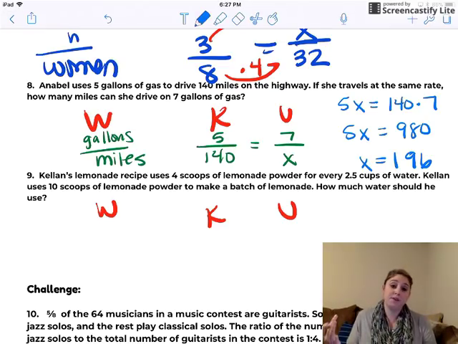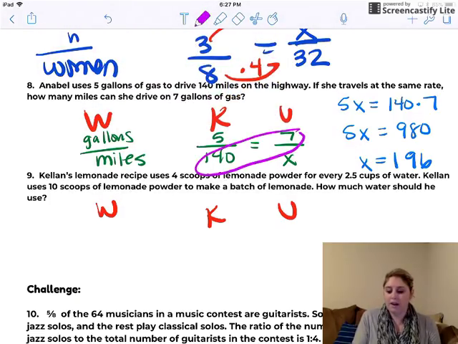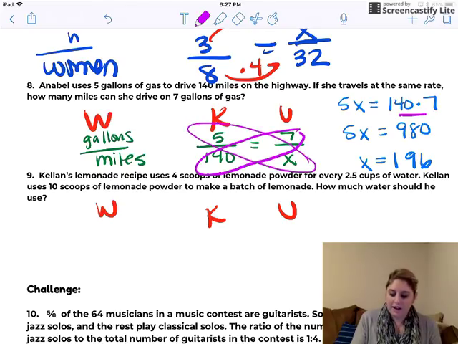Okay, for this first one about Annabelle, I was finding gallons over miles, and so I know 5 over 140 equals 7 over x, and unfortunately in this problem, you do have to cross multiply: 140 times 7 and 5 times x. You should get x equals 196.